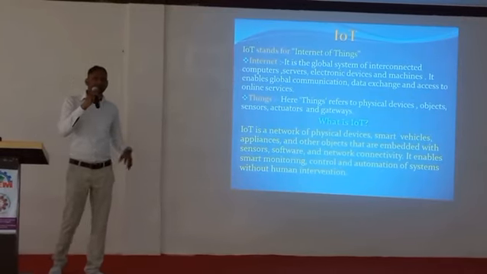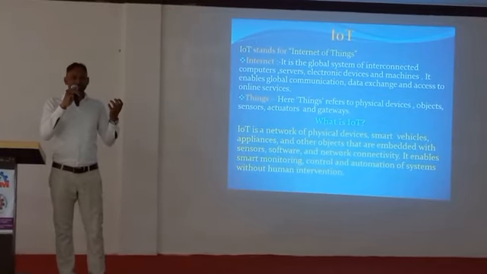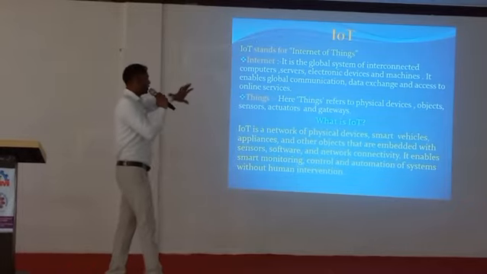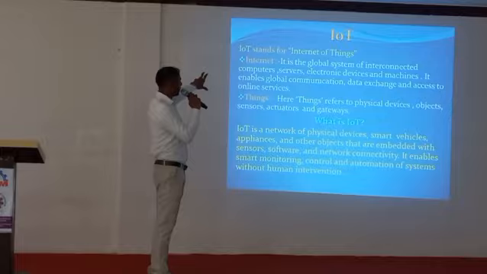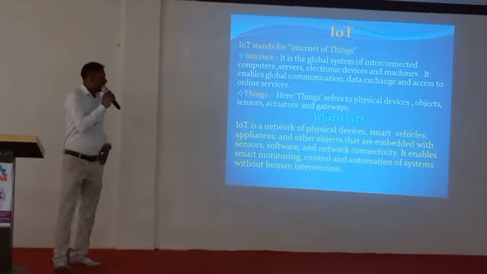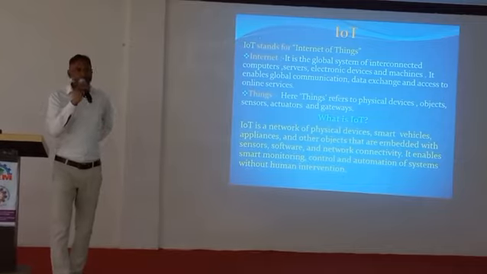Physical devices, physical objects, sensors, actuators, and the gateways. This is the things. These two words, internet and things, combine together to form an IoT. The definition of the IoT: what is IoT?